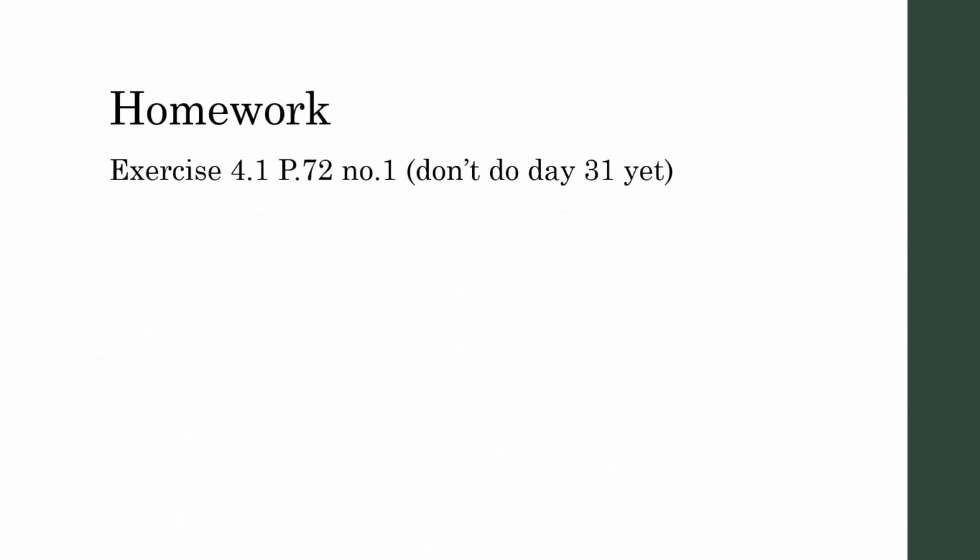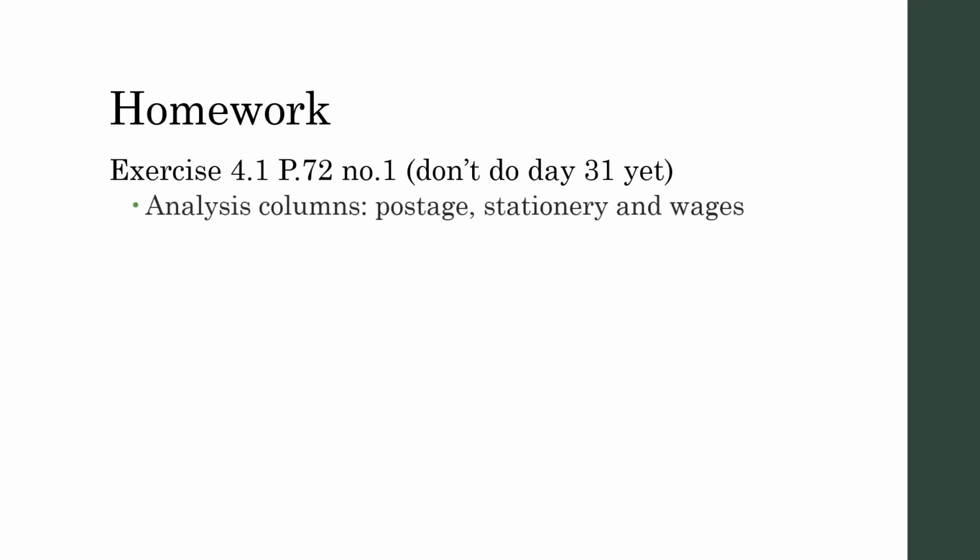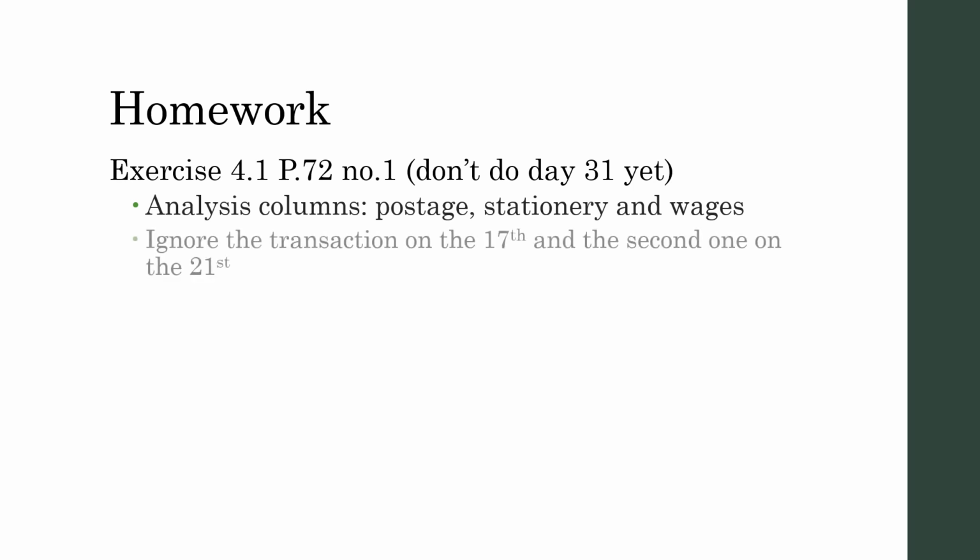Exercise 4.1, page 72, number 1. Don't do day 31 yet. Analysis columns for this exercise are postage, stationery and wages. Ignore the transaction on the 17th and the second one on the 21st.